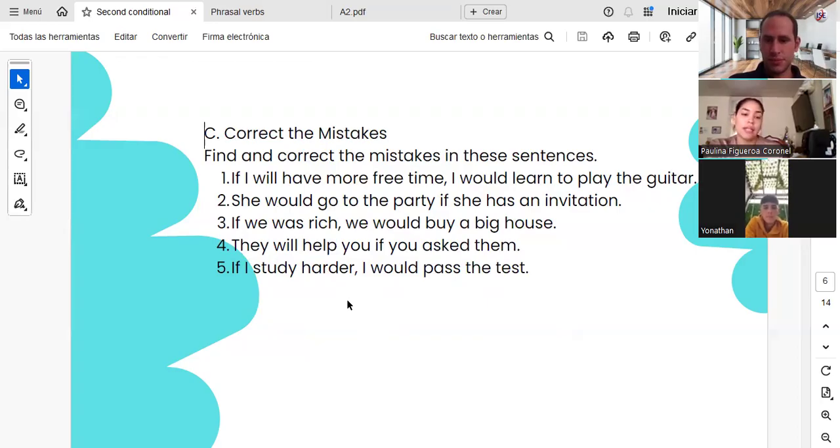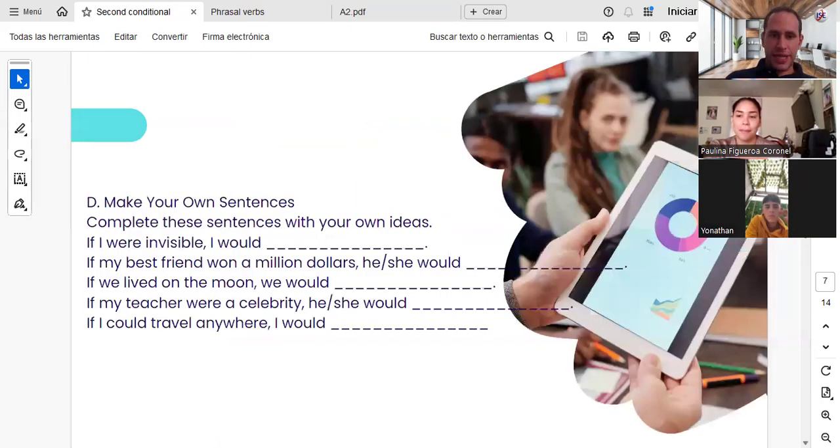If I studied harder, I will pass the test. So, which is the mistake? Ah, yes, I started. Okay. Yes. Okay, well done. You did it well. You are on fire. So let's continue. Now make your own sentences. Complete these sentences with your own ideas.